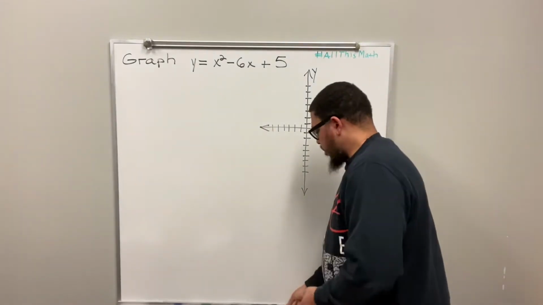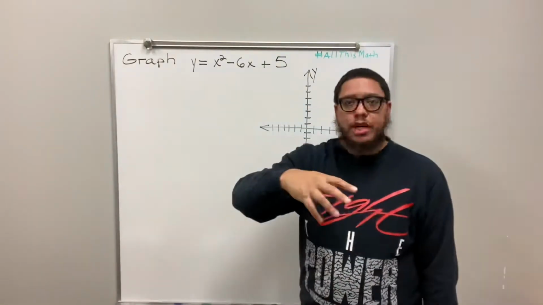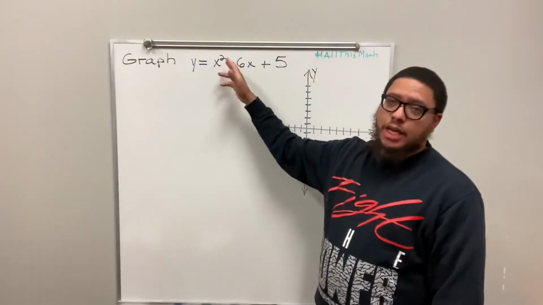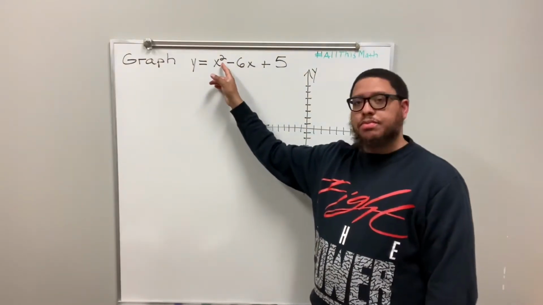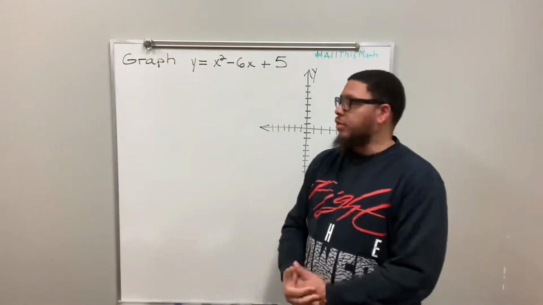Now, this is a quadratic equation. You know that it's a quadratic equation because the biggest exponent that you see is a 2. Okay? The biggest exponent you see is a 2. So I know this is a quadratic, right?